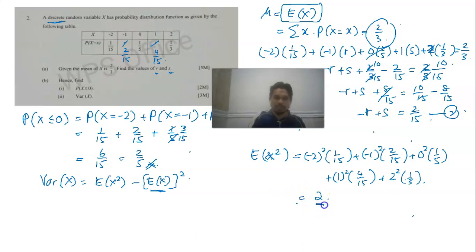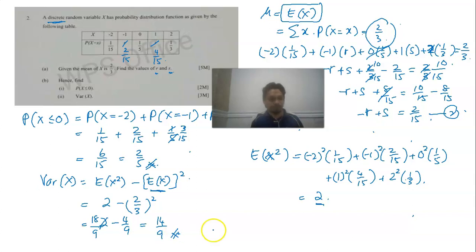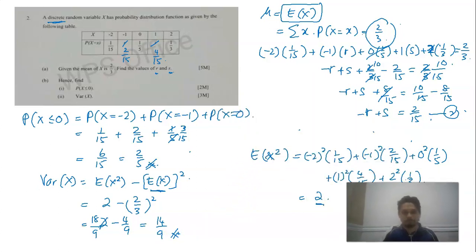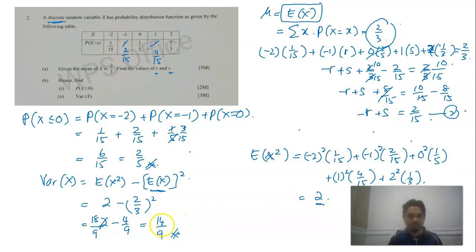So then substitute this here: 2 minus 2 over 3 squared. So then 2 minus 4 over 9. Make this one as over 9. 9 times 2 equal to 18. 18 divided by 9 equal to 2. So 18 minus 4 equal to 14 over 9. There you go. So this is the variance, 14 over 9.